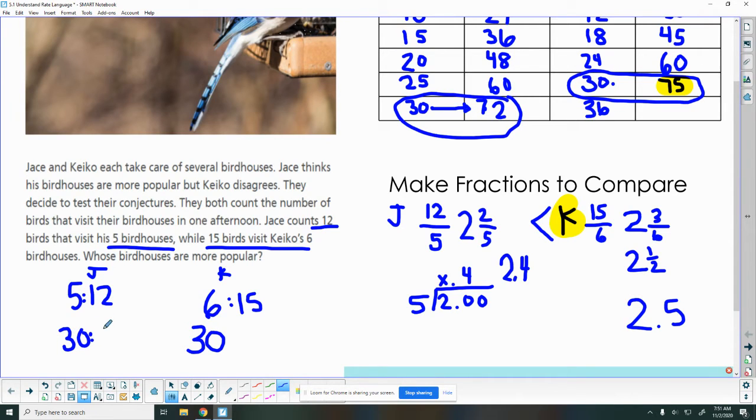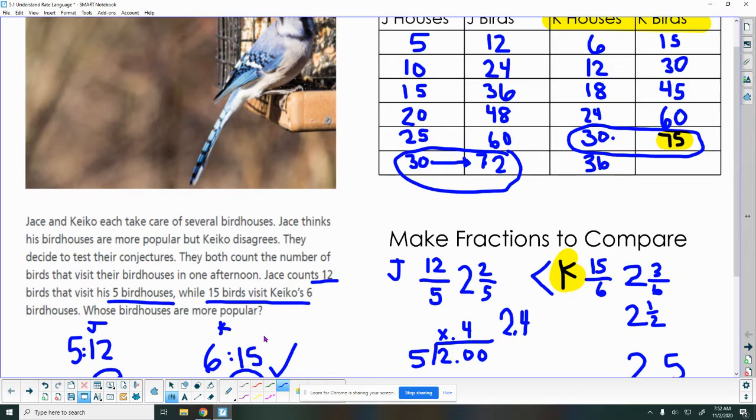So 12 times 6 is 72. So he had 72 birds. 6 to get to 30 is times by 5. 15 times 5 is 75. She had 75 birds. Again, Kiko has more. Lots of ways to do that same problem and compare the rates at which their birds are coming.